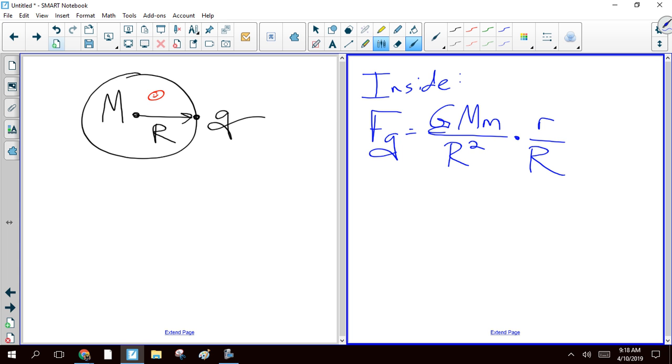Cool. So where do you have to be for the acceleration of gravity to be g over 3? A third of the radius. So 1/3 of capital R.